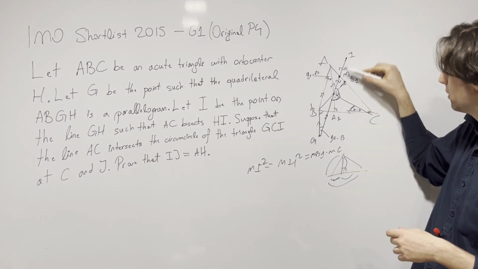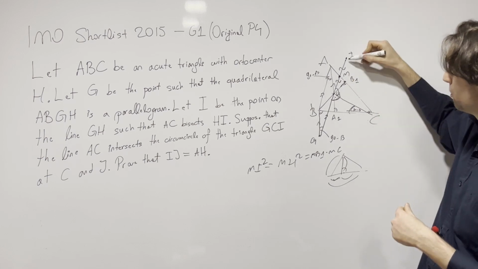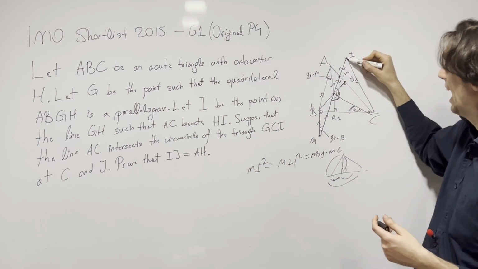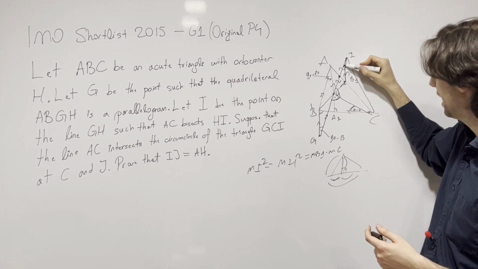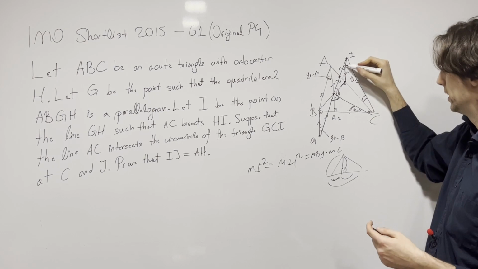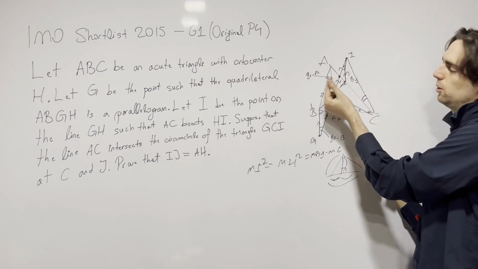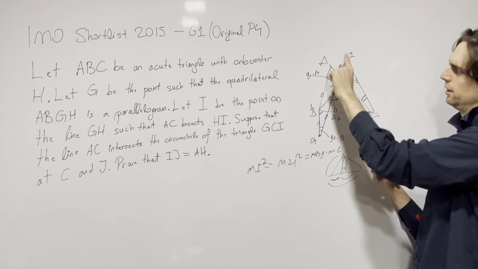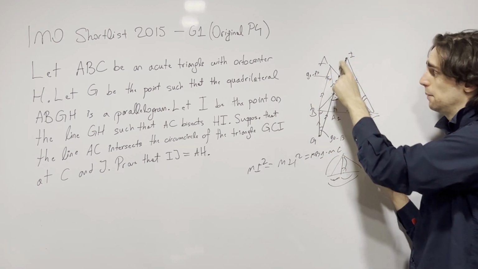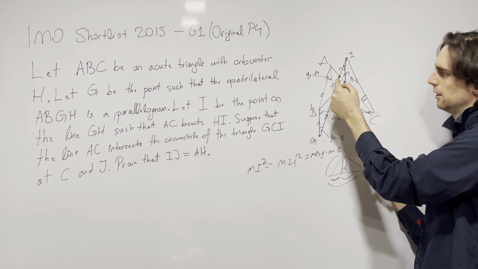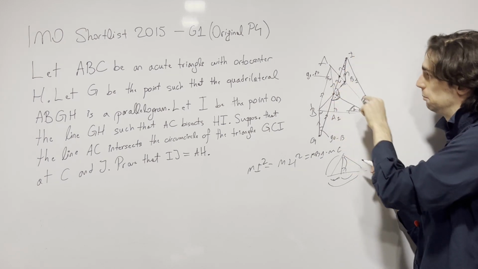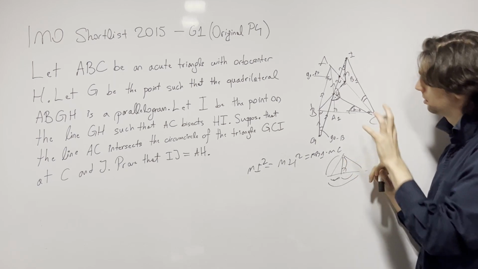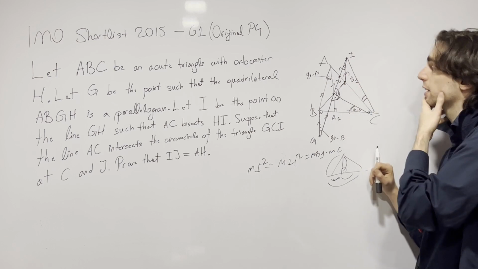And I immediately get something for I, which I didn't have before. I get MI squared is MB1 times MC, which gives me what? It gives me angles here. It gives me that this angle is equal to this angle right here, because of side angle side similarity between this triangle and this triangle, MIB1 and MCI. So that's how we're using this fact.